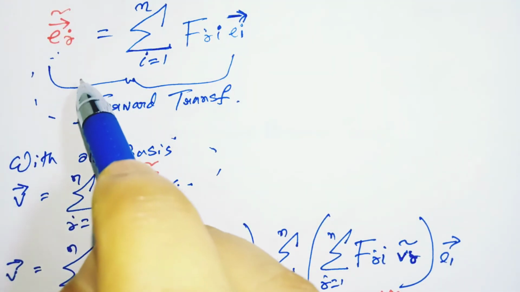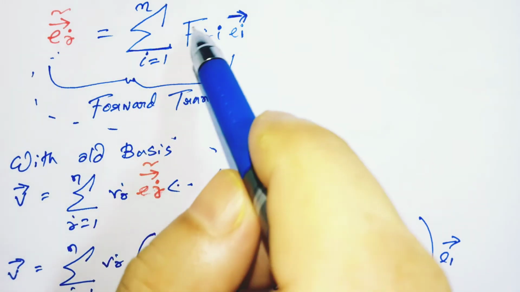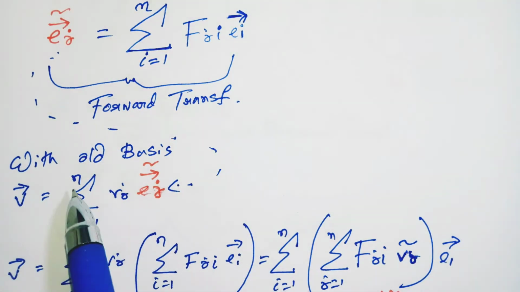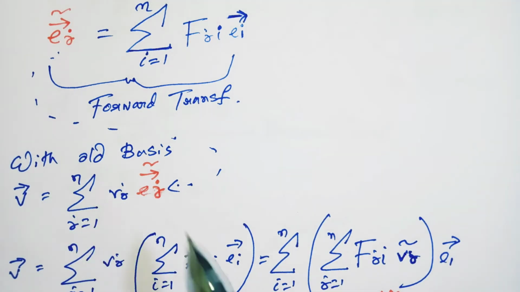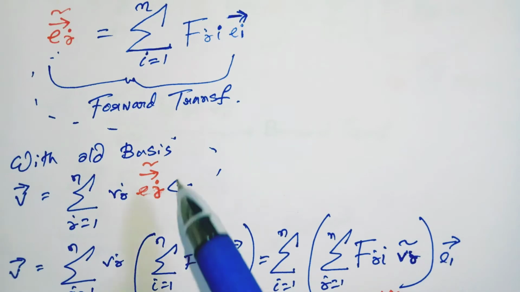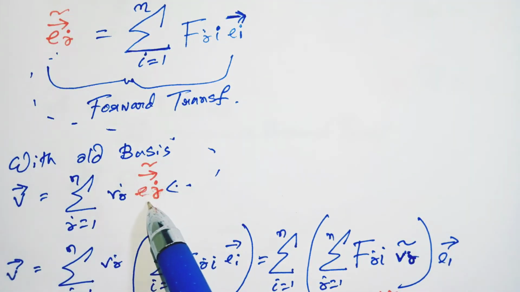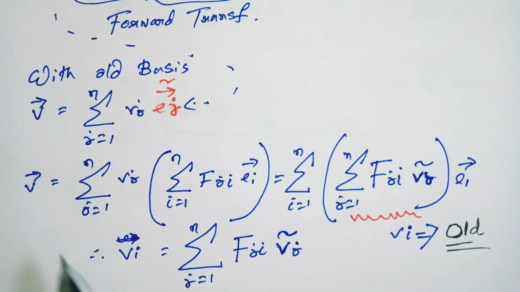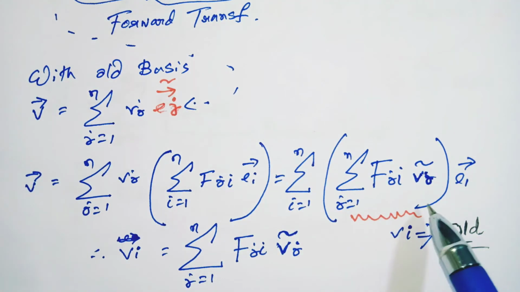Here it is quite simple. For forward transformation, it is ej tilde, and we are using forward, so it is f, and I have written this is forward transformation. Now again, starting with the old basis vector, sum over j equals 1 to n of vj ej. Again, I am substituting this ej with this ej, because it is the red one, so I have to substitute this one. So further calculations, sum over j equals 1 to n, and putting up the summation, we get this one.